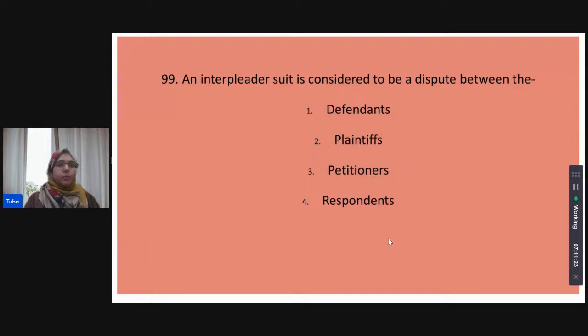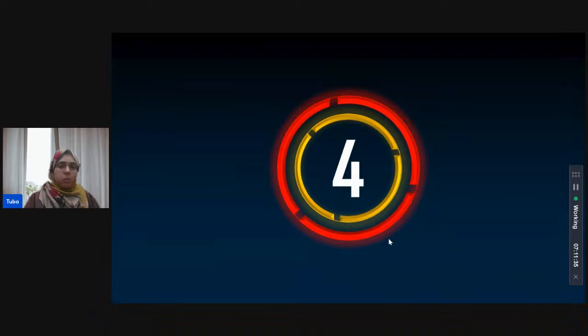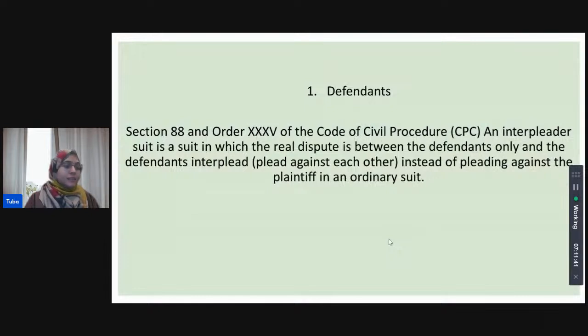99. An interpleader suit is considered to be a dispute between the defendants, the plaintiffs, the petitioners, or the respondents. I've started the timer. It is the defendants. The defendants will have the interpleader suit amongst them. So Section 88 and Order 35 deal with this interpleader suits.